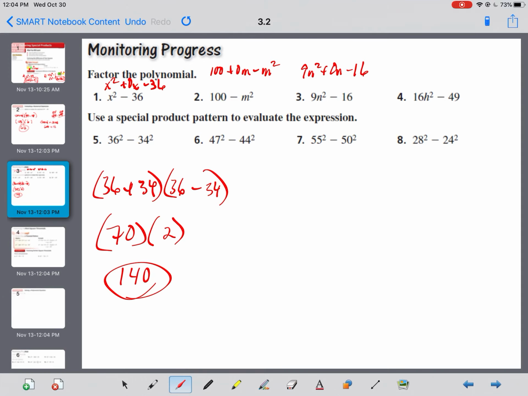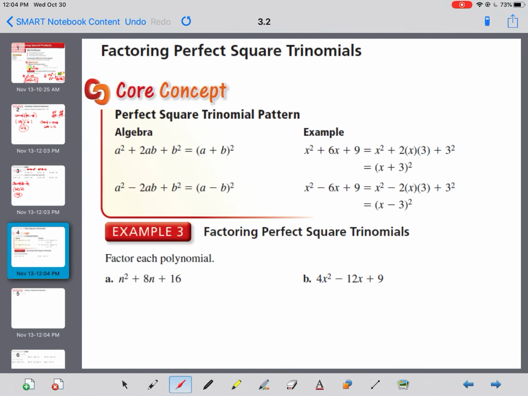The 47 and the 44, that one's going to get weird because you're going to end up with a 1 at the back. Not my favorite. The 55 and the 50, kind of possible. The 28 and 24, also kind of possible, but not my favorite way to do it. You're probably going to type it in a calculator anyway. Okay, so use it if you want. We're going to skip it.